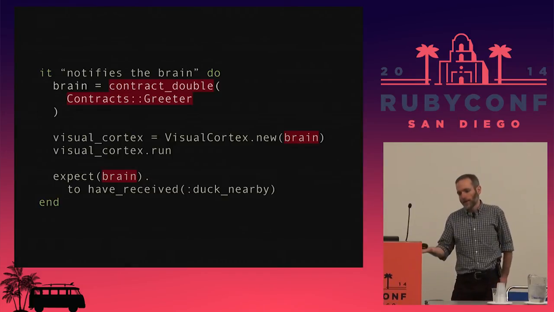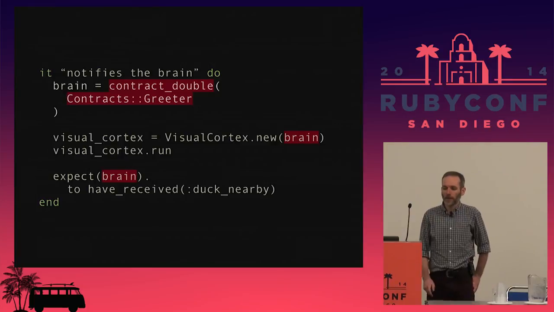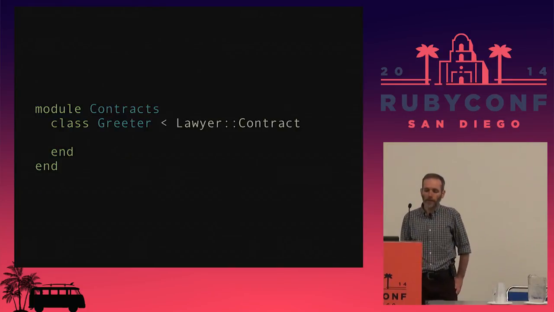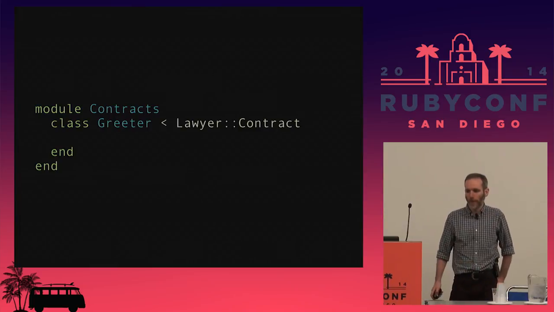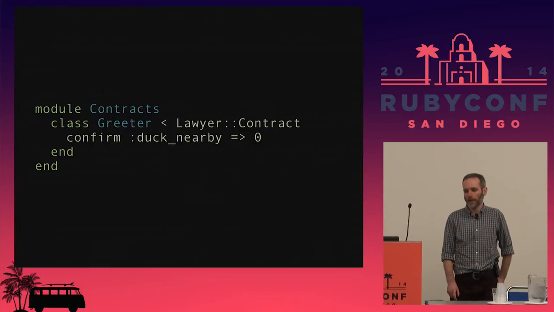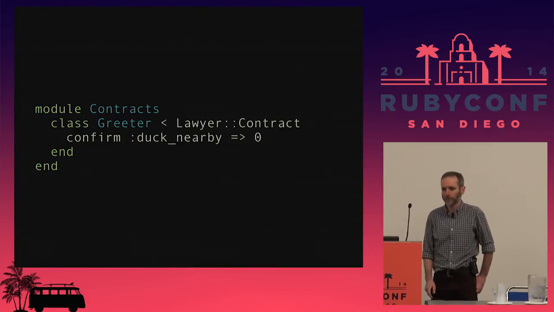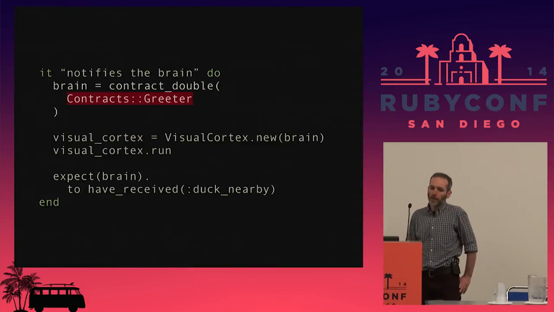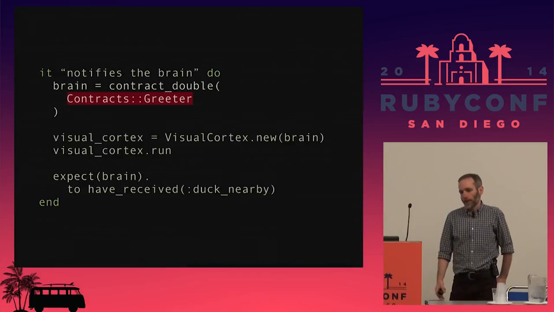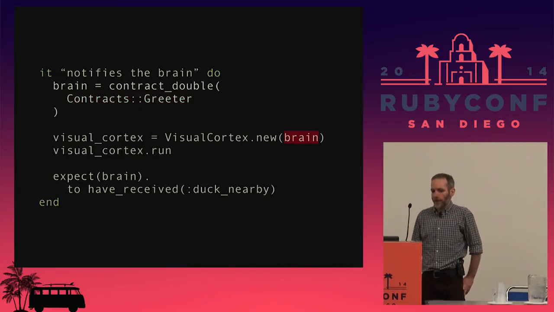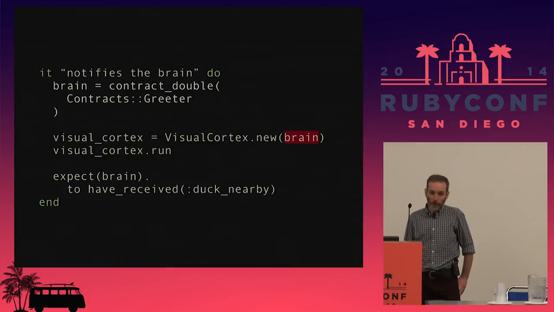OK, this spec will now fail because there's no contract greeter. So let's go and have a look at writing that. We write the same as before. We just write a class that inherits from the lawyer gem. And then we'll put a single declaration there saying, you will have a method called duck nearby, which takes no arguments. OK. So we have our spec working now. We have this thing named. And then we pass it into Visual Cortex.